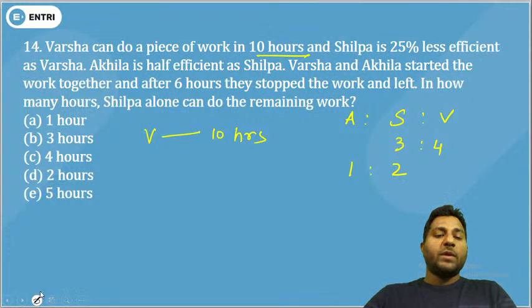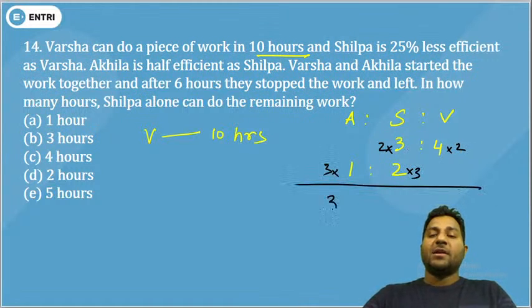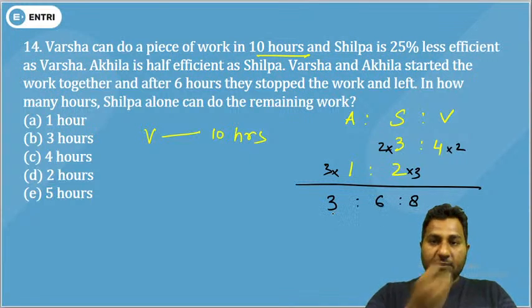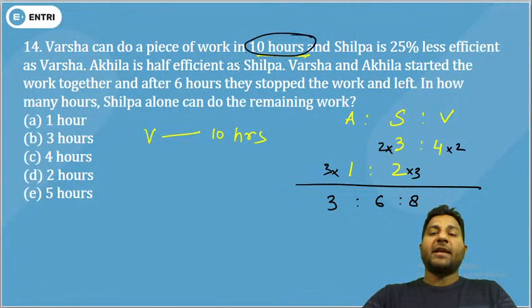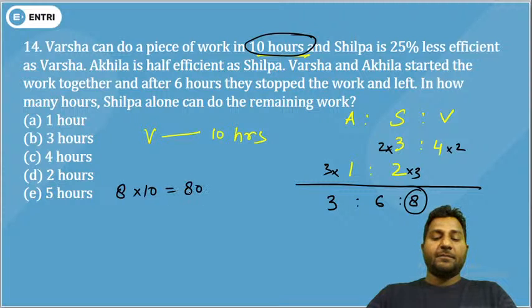Now, what we could do is to multiply with 2 in the above ratio and multiply with 3 in the below ratio. That means 3:6:8 will be the efficiency. Now we know that Varsha can do a piece of work in 10 hours. That means Varsha has efficiency of 8 units per hour. That means 8 into 10 stands for 80.